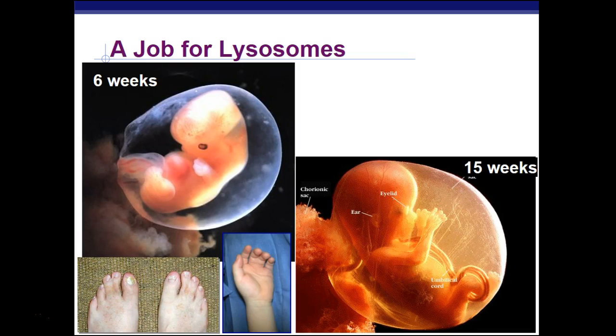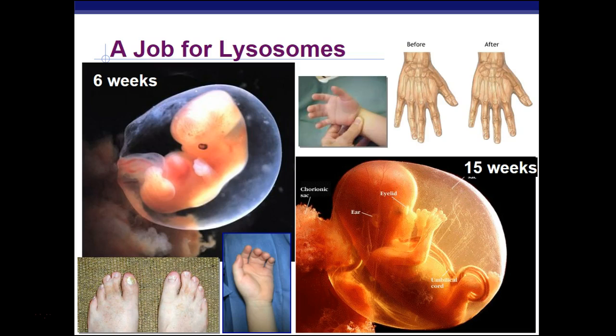Where did all the tissue, where did all the skin go that was in between the digits? Well, it got broken down by lysosomes. The lysosomes actually digested cells that were forming the skin, the tissue between the fingers and the toes, until they became separate. In some individuals, that process becomes interrupted and they are born with fingers and toes that are still fused together, as you can see in these pictures.